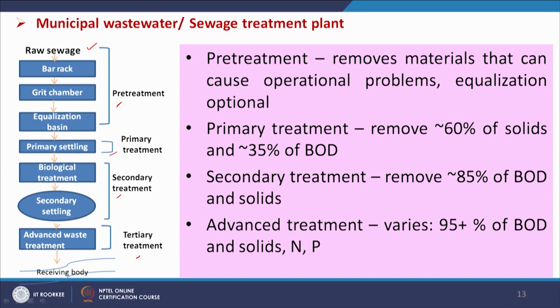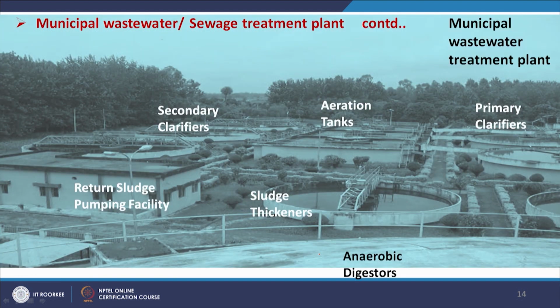So, there are different objectives. Pre-treatment removes materials that can cause operational problems, equalization is optional, and primary treatment removes around 60% of solids and around 35% of BOD, and secondary treatment removes around 85% of BOD. Then advanced treatment further removes more BOD, that is 95 plus minus percent, and also removes nutrients like nitrogen, phosphorus, etc. This slide shows us a photograph of a municipal wastewater treatment plant.